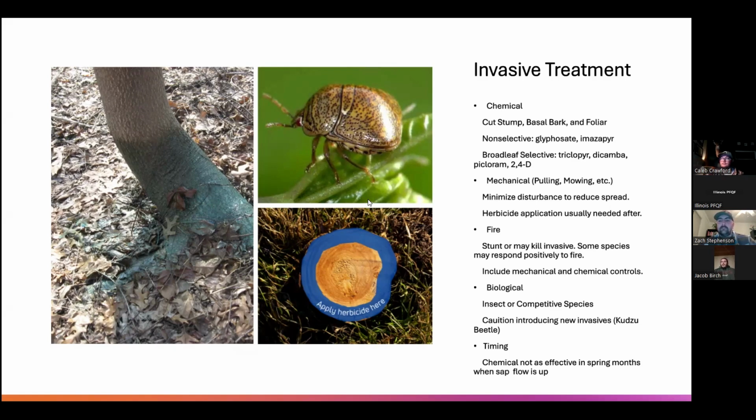There are two types of herbicides. You'll have non-selective herbicides, and these are things such as glyphosate and imazapyr. These are going to kill a wider variety of species, so it might not be as good of an idea if you are looking to kill something specific that has multiple species that you may want to keep around it. Another type is broadleaf selective, and these are things such as triclopyr, dicamba, picloram, and 2,4-D. These are going to target specifically broadleaf plants. So, like in that previous situation I talked about, if you have something very specific that you want to kill, that might be a better option.